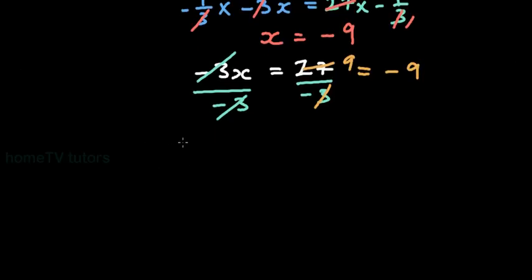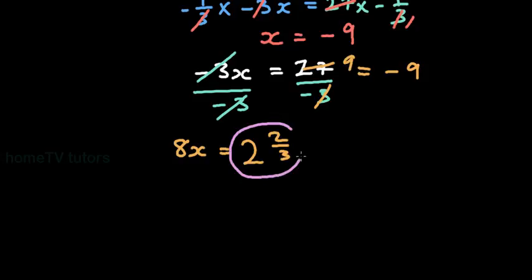So if we have the equation 8x equals 2 whole number 2 over 3. First of all, what do we do? We convert the mixed fraction to an improper fraction. So 3 times 2, that's 6. 6 plus 2, that is 8. So we have 8 over 3.